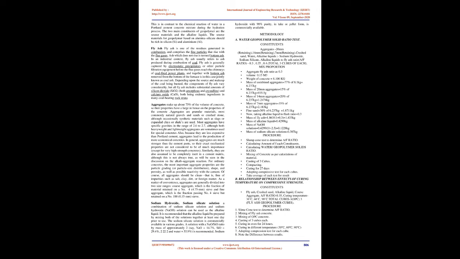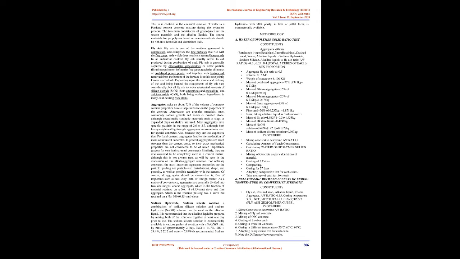The source materials for geopolymer based on aluminosilicate should be rich in silicon, Si, and aluminium, Al. Fly ash is one of the residues generated in combustion, and comprises the fine particles that rise with the flue gases. Ash which does not rise is termed bottom ash. In an industrial context, fly ash usually refers to ash produced during combustion of coal.